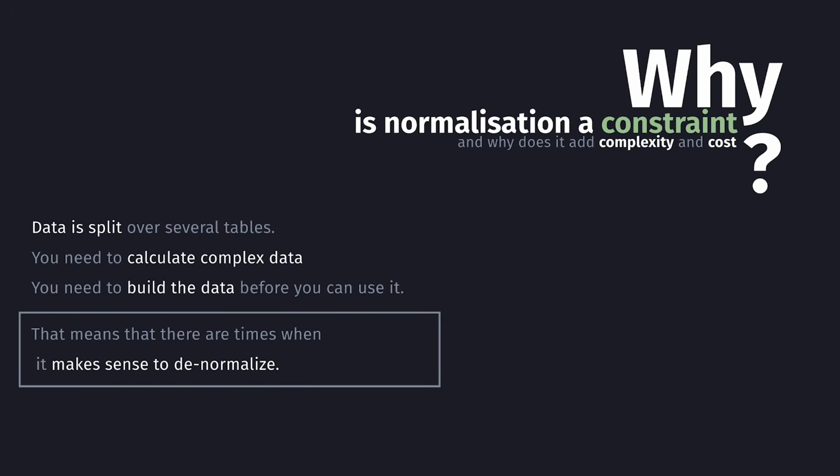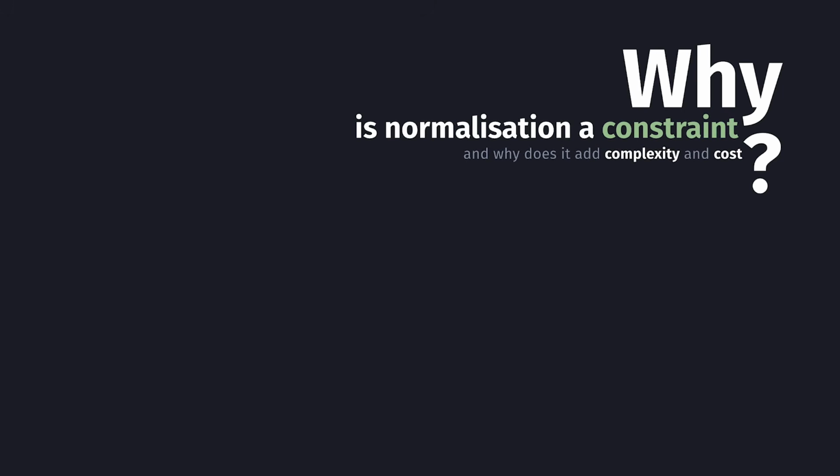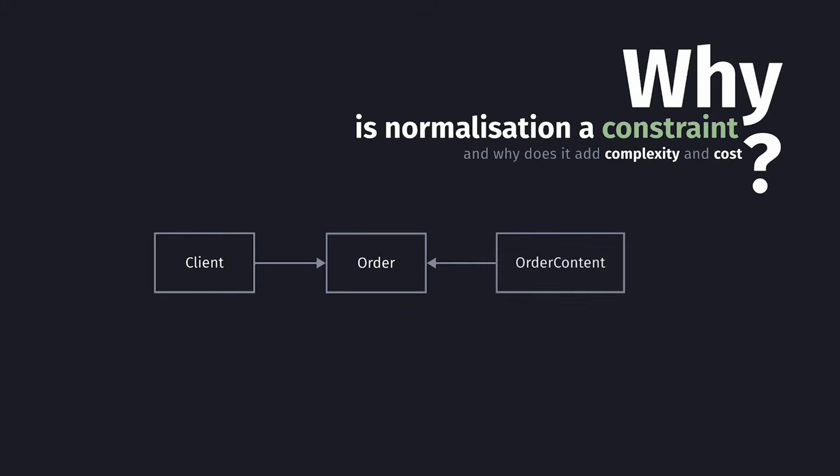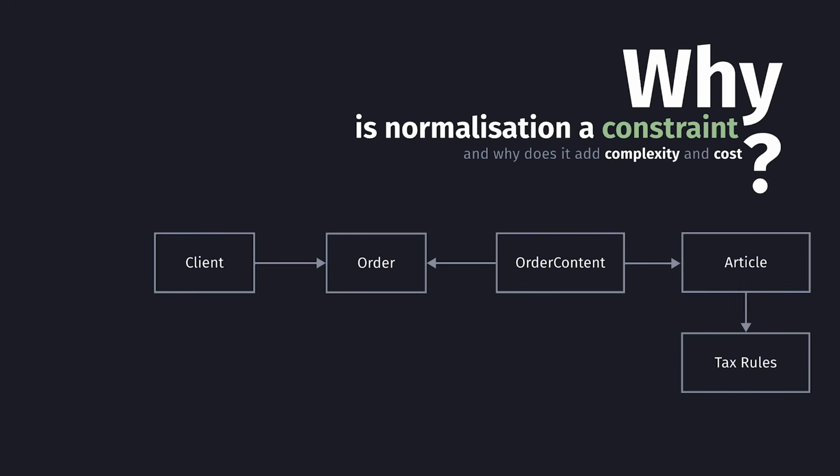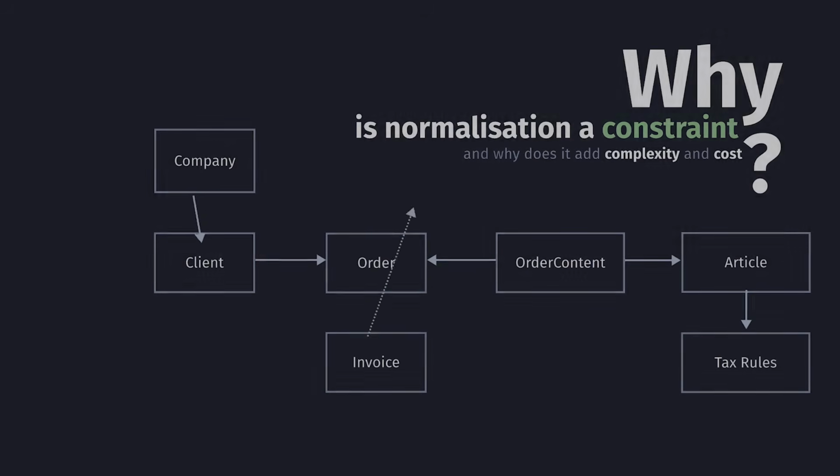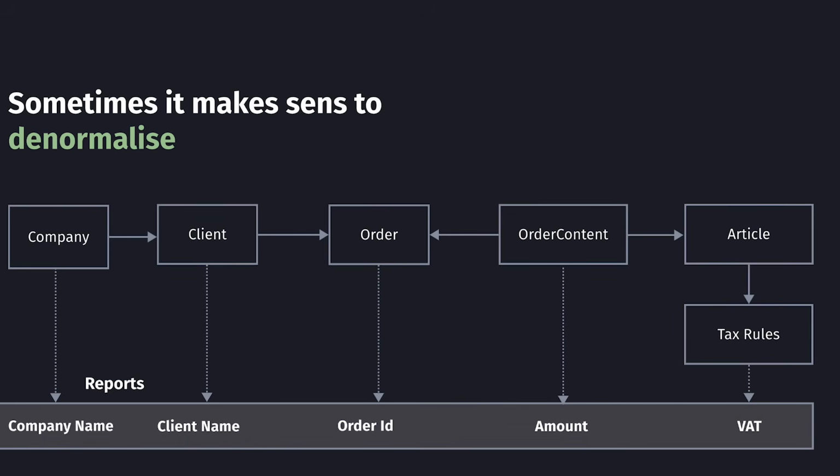For example, at work, when I needed to calculate the revenue that was generated, I needed to join the orders, the clients, the order contents, the article tax rules, and so on. And that meant that generating a monthly report could take a day or two. It was long, it was tedious, it was error-prone. So what was the solution? Well, we denormalized. We created a reports table where we pre-calculate and denormalize the data. The table now contains all the information that we need for the report. And now we're able to generate reports in near real time.